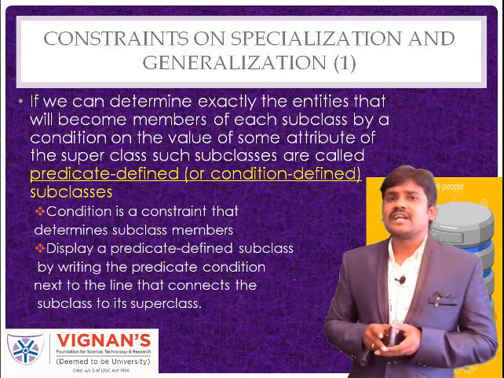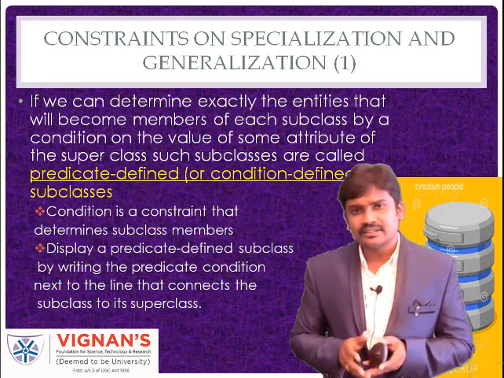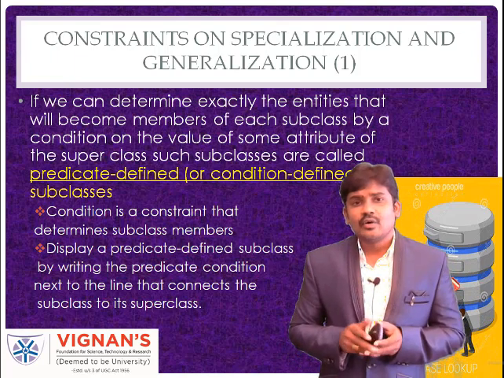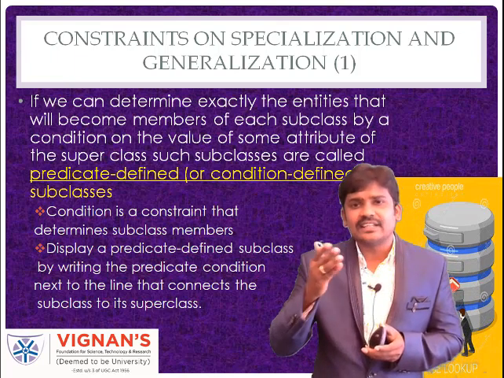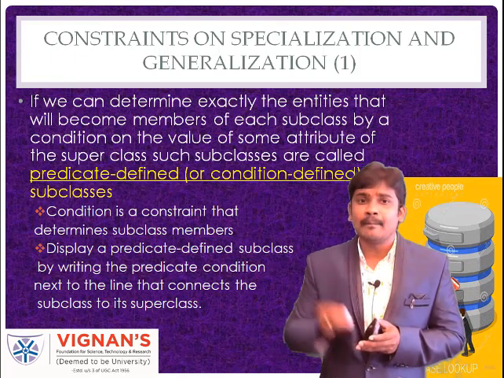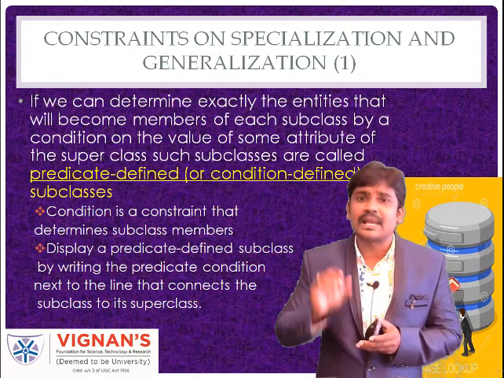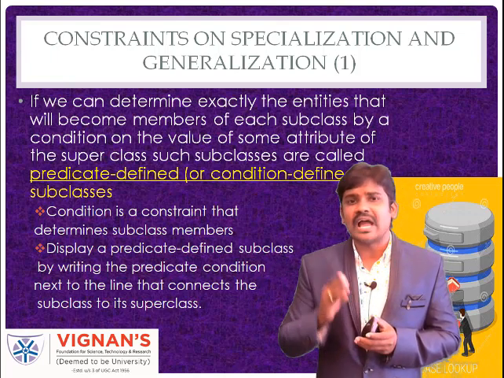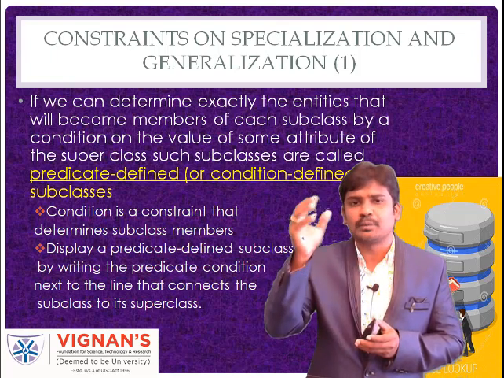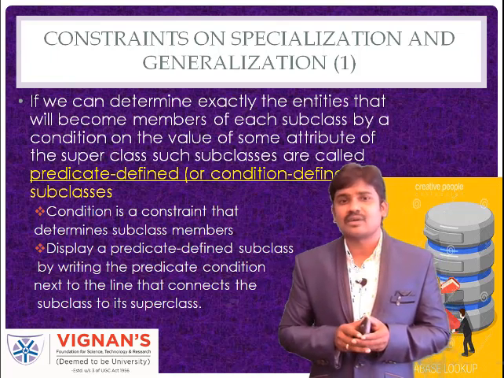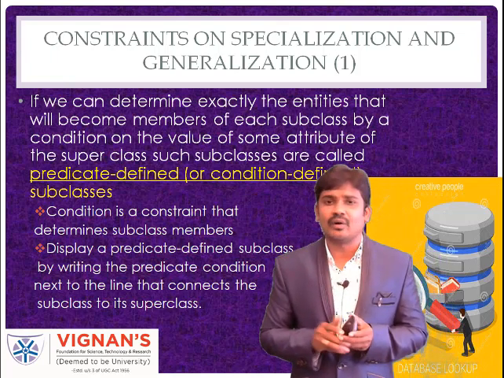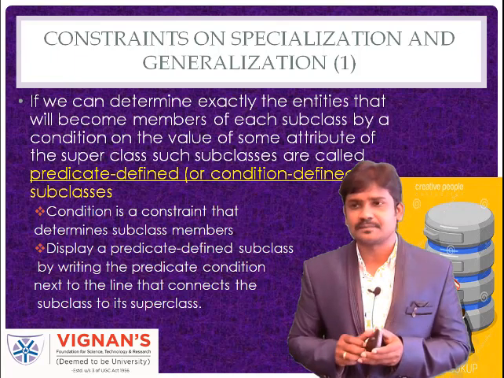Now see constraints on specialization and generalization. If we can determine exactly the entities that will become members of each subclass by a condition on the value of some attribute of the superclass, such subclasses are called predicate-defined or condition-defined subclasses.